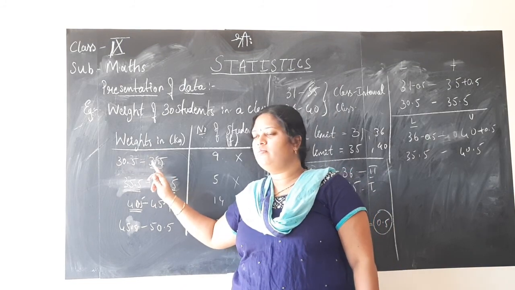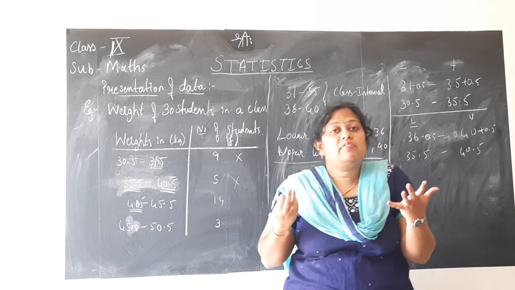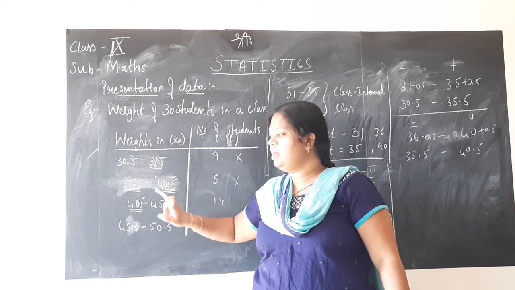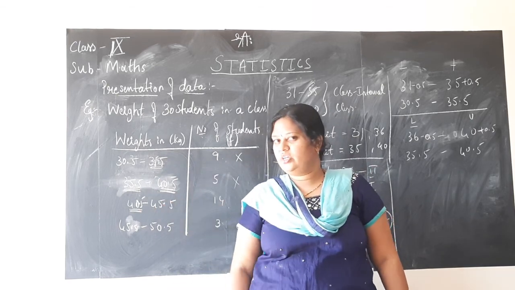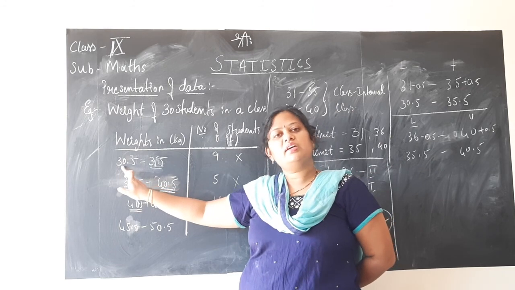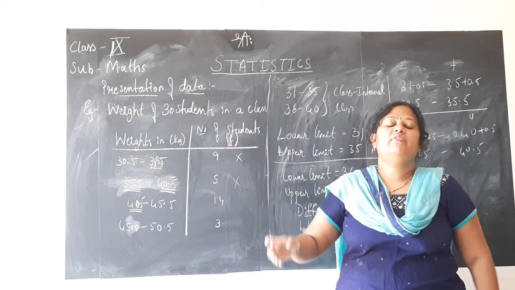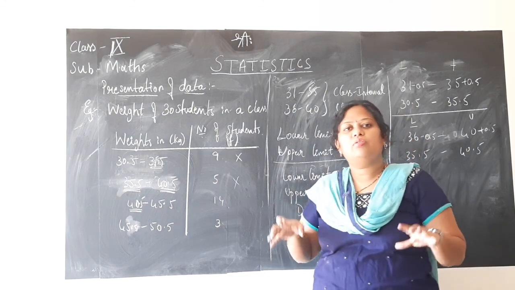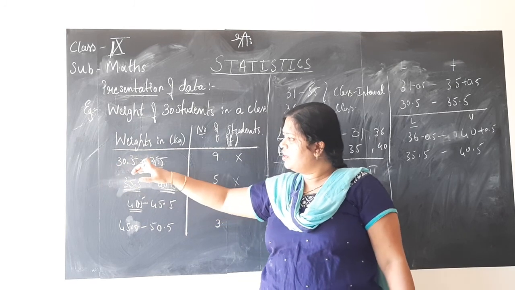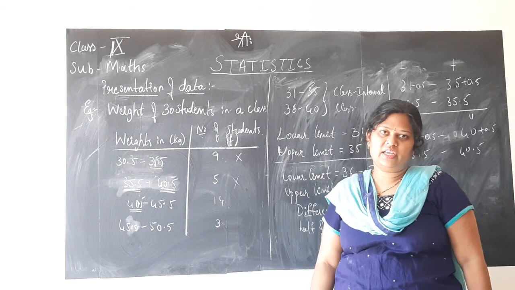35.5 is present in both the first class interval as well as in the second class interval. Where will you include that student weighing 35.5 kg? First or second, that is the question. So children, in the class interval 30.5 to 35.5, we will be adding the students who weigh from 30.5 up to, but not including, 35.5.